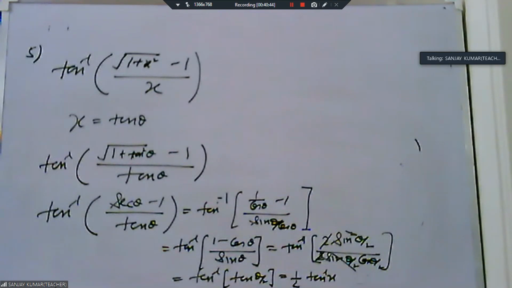Look, we get sec theta minus 1 upon tan theta, then we change tan into sin and cos. Then 1 minus cos theta is 2 sin square theta by 2, and sin theta is 2 sin theta by 2 cos theta by 2. Then sin is cancelled with sin, 2 is cancelled with 2. Then sin upon cos is tan theta by 2, and we get half of theta. Theta is tan inverse x.